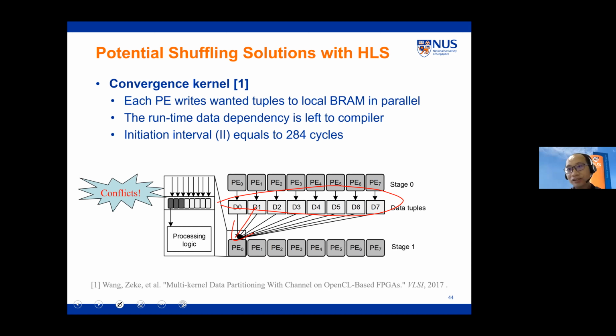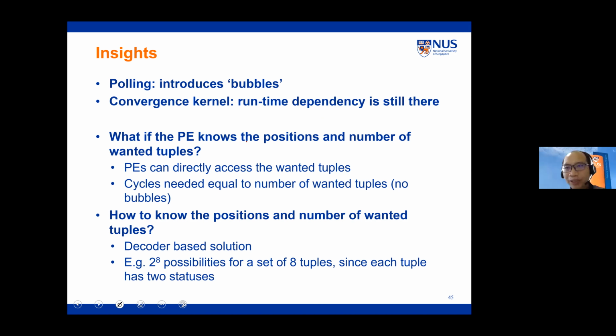That's good. Again, this can be done in parallel, in the sense that each PE can do it. But the problem is there is a long initialization II here. In fact, in our experiment, it's hundreds of cycles. Again, this approach cannot work. So in summary, polling and the convergence kernel can cause very high overhead to solve this runtime dependency.